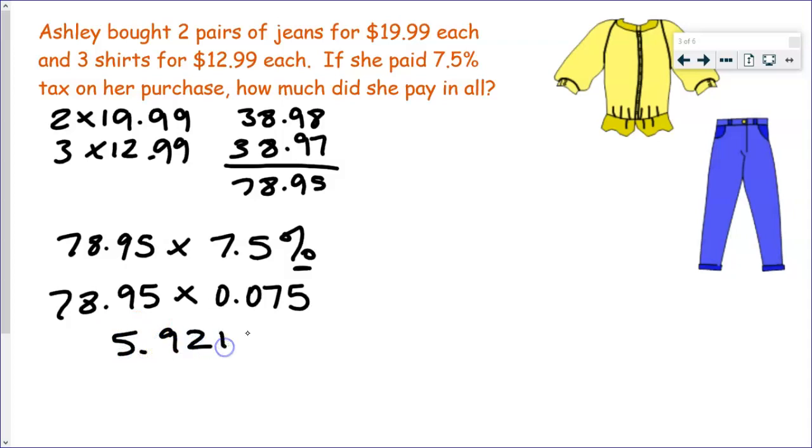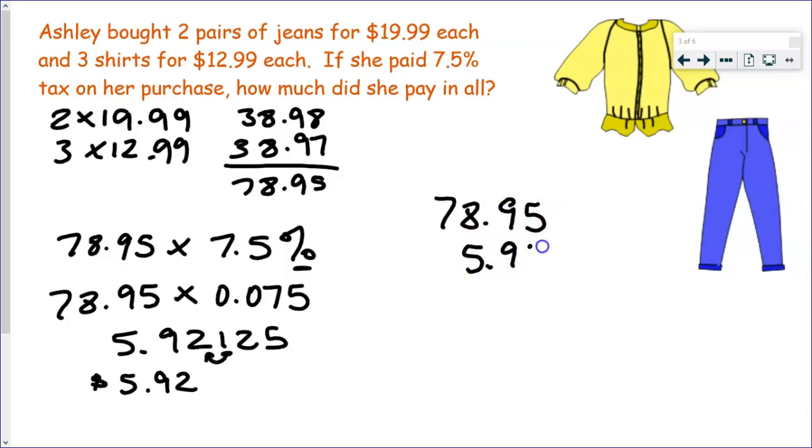I'm going to put all the numbers that showed up just because I need to remind you of something. Okay, this is money, so we need to round. This is an important place value because it determines the cents. Okay, it's a 1, so it stays at 92 cents. So 5.92 is the tax she's going to pay on this, and then we have to go back to the original amount, which was 78.95, and we add the tax at $5.92. We get a total of $84.87. Alright, so Ashley's going to pay $84.87 for all of these items plus the 7.5% tax.